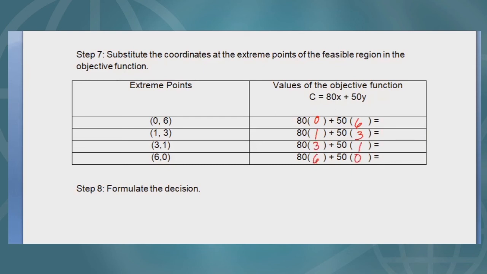So let us solve. So 80 times 0, 0. 50 times 6, 300. Then 80 times 1, 80 plus 50 times 3, 150 plus 80. That is 230. And then 80 times 3, 240 plus 50. That is 290. And then 80 times 6 plus 50 times 0. Cancel this one. Go for 80.